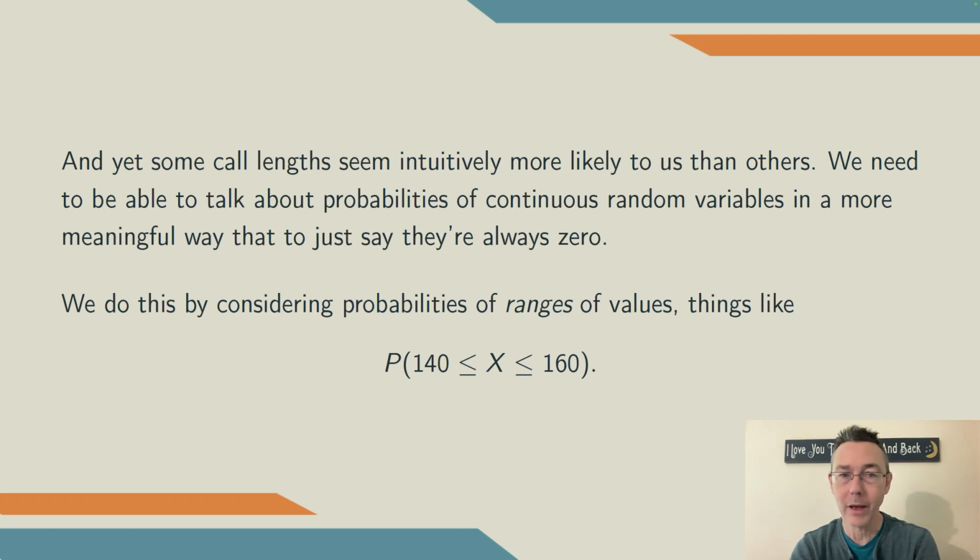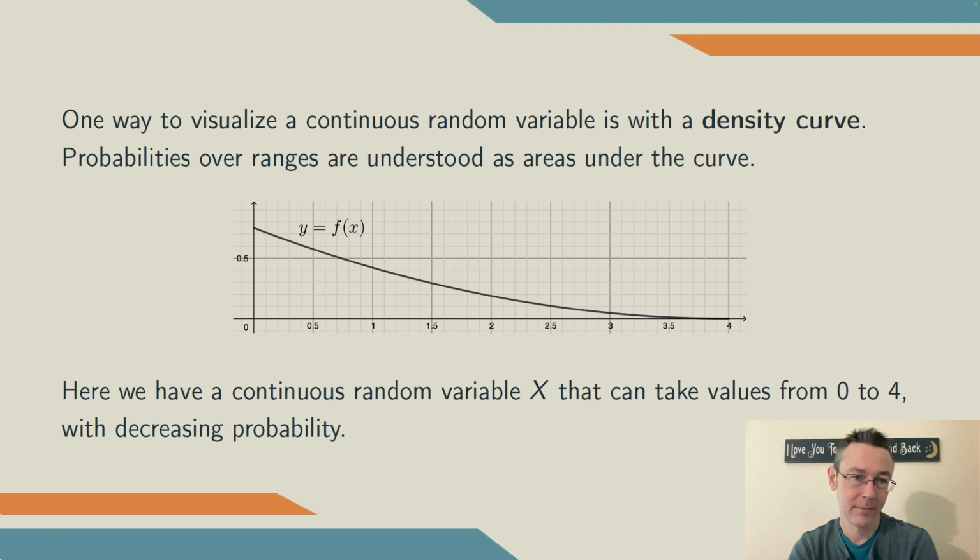It's more likely that you have a 30-second call than a 30-minute call, for instance. And we need to be able to talk about the probabilities of continuous random variables in a more meaningful way than just to say that they're always zero. And the way we do this is by considering ranges of possible values. And we write things like the probability that x is between 140 and 160. Here I'm thinking about x as being the length of that randomly selected call from that call center measured in seconds. One way to visualize a continuous random variable is with a density curve.